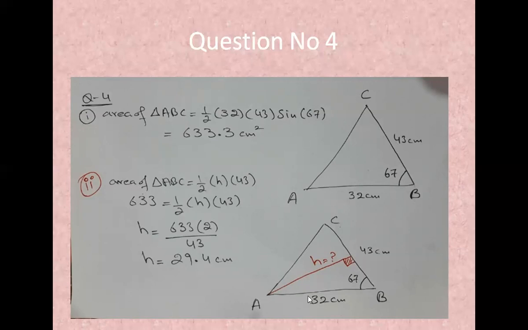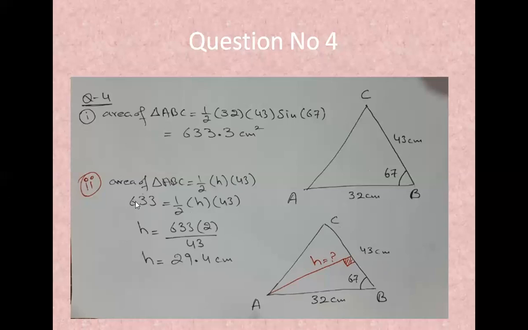The perpendicular distance from A to BC will be a line coming from A, making a 90 degree angle with the BC side. Because I already know the area of this triangle, suppose BC is your base and this is your height, then the area of this triangle will be 1 by 2 into base into height. So 1 by 2 into 43 into height, and I already know the area of this triangle is 633.3.